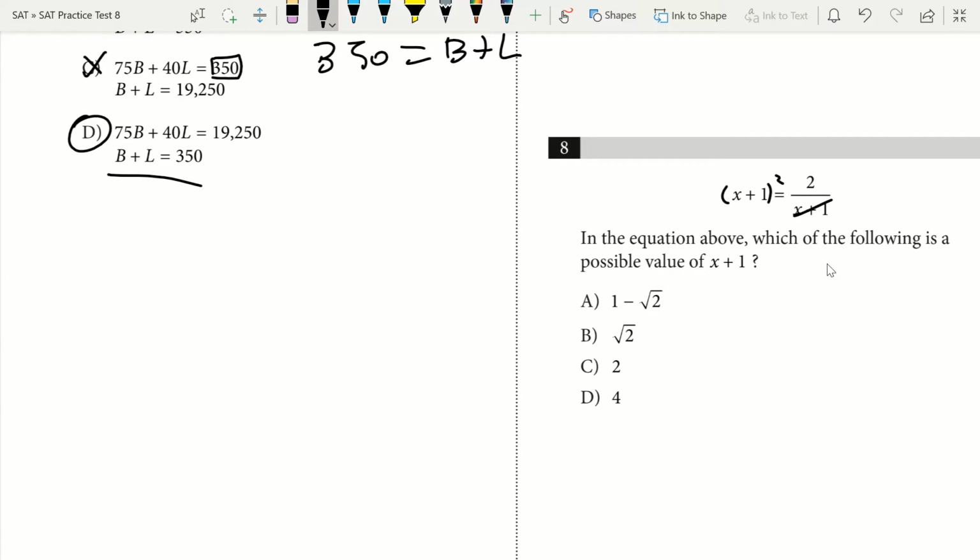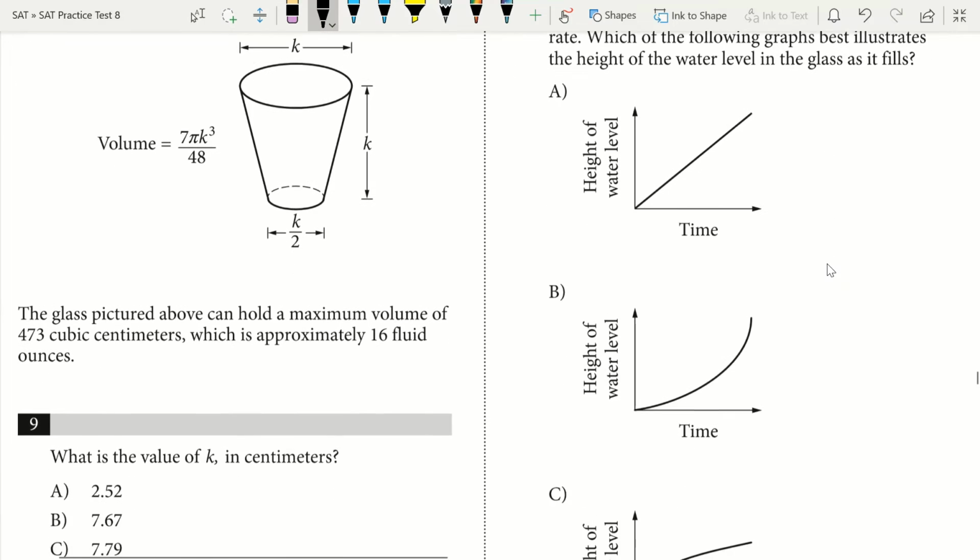Now I'm asked for the value of x plus 1, not x plus 1 squared, so I'm going to square root each side, and I'm going to see then that x plus 1 will equal root 2. So my answer is going to be B. Question 9. They refer to the following information.